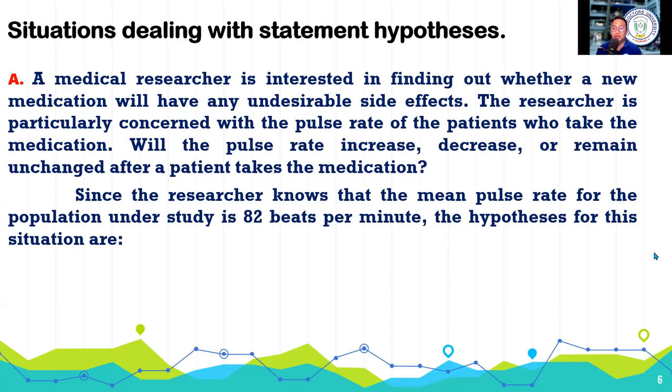A medical researcher is interested in finding out whether a new medication will have any undesirable side effects. The researcher is particularly concerned with the pulse rate of the patients who take the medication. Will the pulse rate increase, decrease, or remain unchanged after a patient takes the medication? Since the researcher knows that the mean pulse rate for the population under study is 82 beats per minute, the hypotheses for this situation are. So what's our null hypothesis?